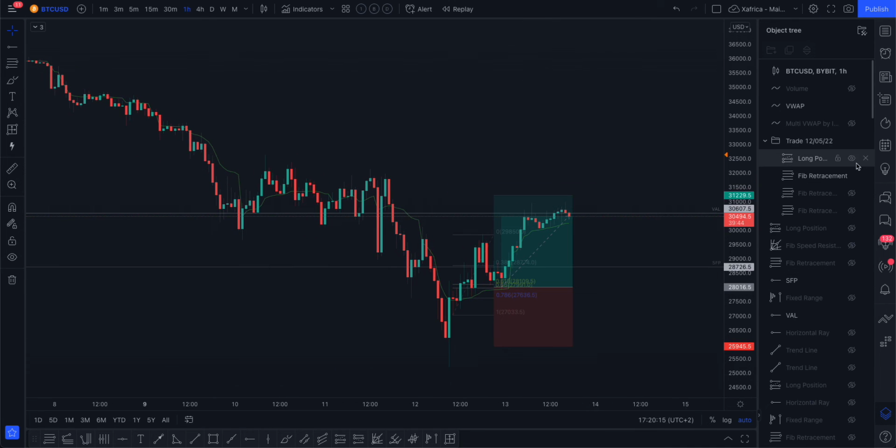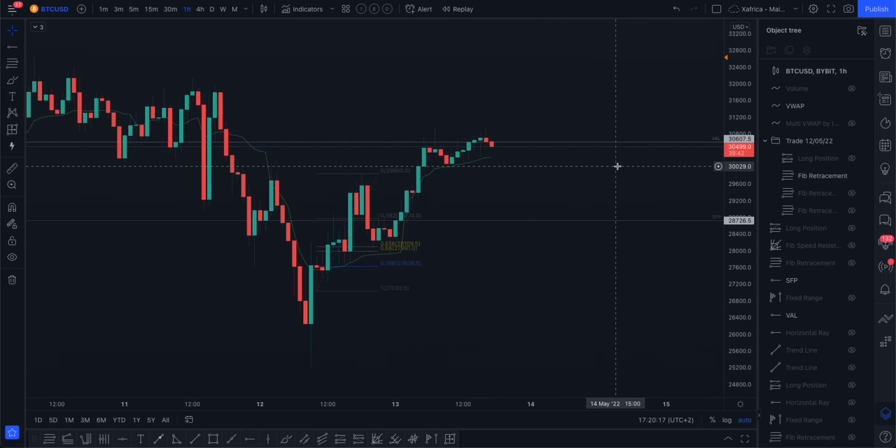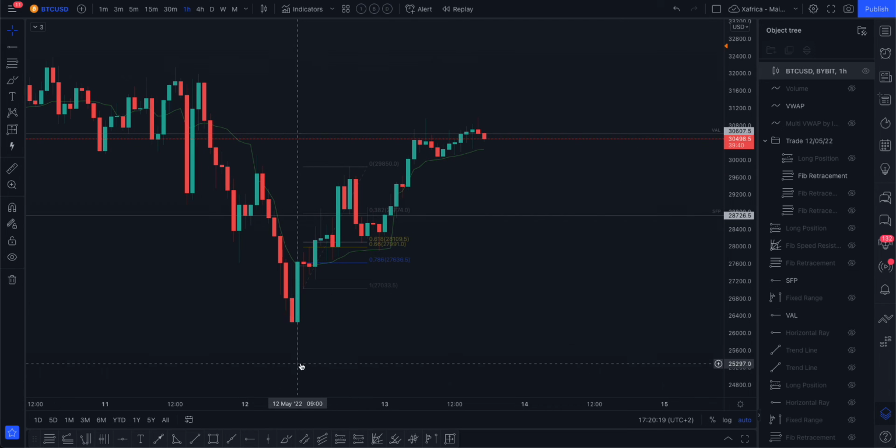So I zoomed in here. I'm going to just switch it off for a while. Obviously I didn't try and catch the falling knife there, and then I looked for a back test or a pullback, and that one there was the perfect pullback. But I was too late there.